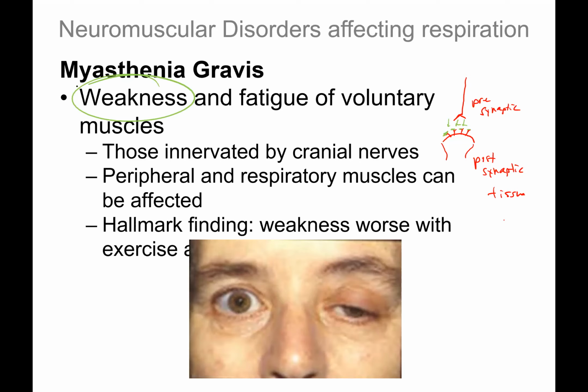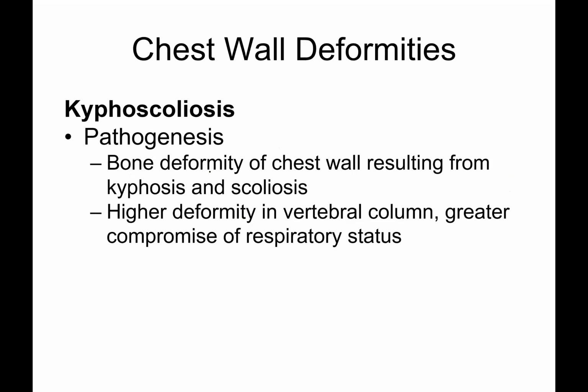Okay, so a classic sign is the droopy eye. It's a hallmark sign and symptom. And of course, respiratory muscle weakness. Okay, so it can affect breathing. Okay, so a severe type of kyphosis.